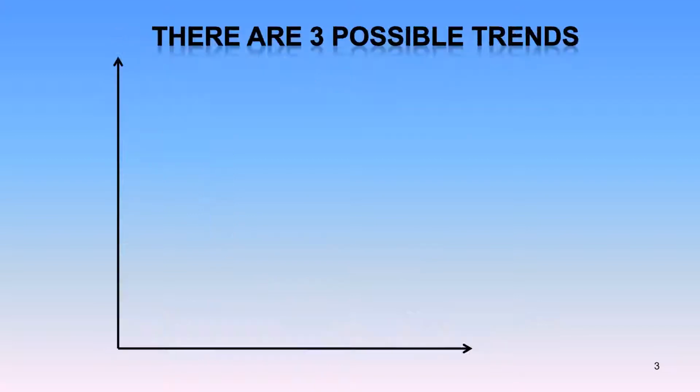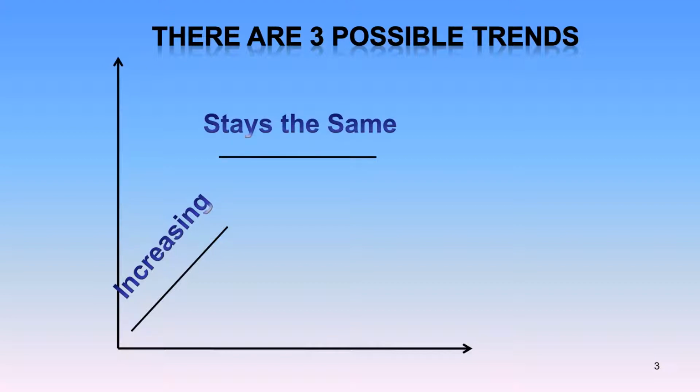And there is basically only three possible trends that can happen. Either as your independent variable is increasing, so is your dependent variable, and you'd see a line that looks like that. Or as your independent variable increases, your dependent variable stays the same, you'd see a flat line. Or as your independent variable is increasing, your dependent variable would decrease, and you'd see a line going down the way like that. So it's quite straightforward. So if we have a look at some examples.